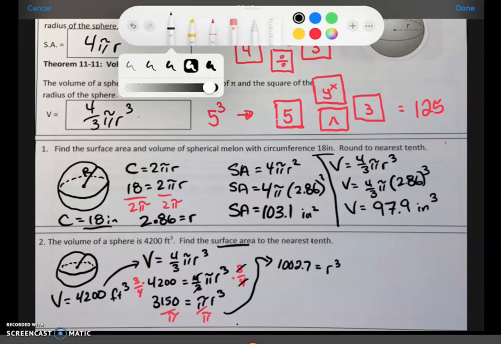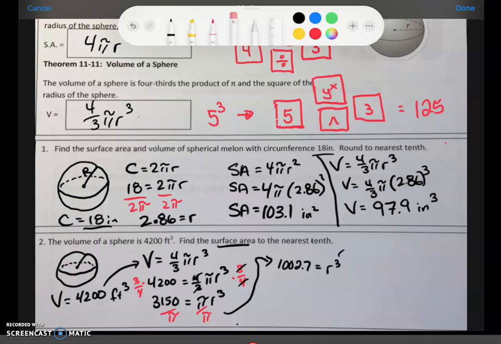How do we deal with this, getting rid of this 3 up here? If that was a 2, we would take the square root. But now we have a 3 here. So instead of the square root, we're going to take what is called the cube root. We're going to take the cube root, that's a 3, of both sides. For the right side here, the 3 and the 3 we're just going to cancel out. But how do you take the cube root of 1,002.7? You're going to need a calculator.